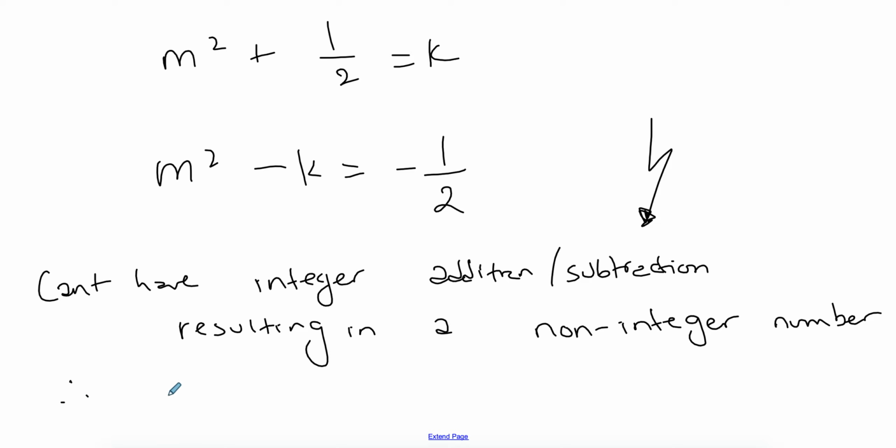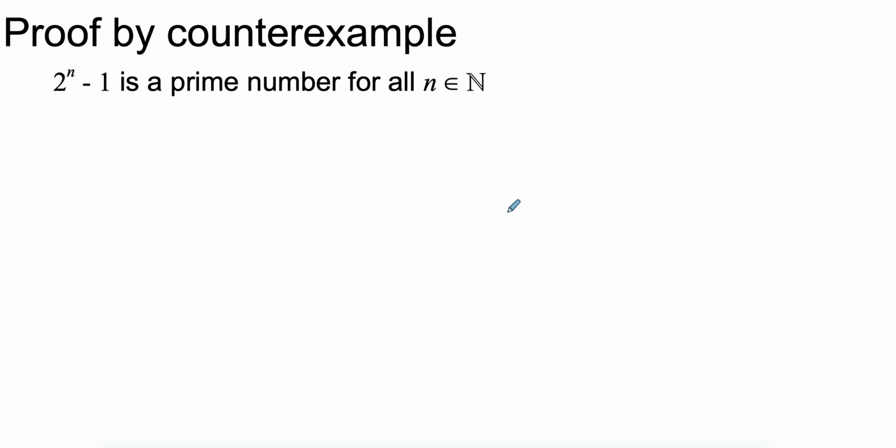Okay, so therefore n squared plus 2 is not equal to 4k. So this is where our contradiction comes in. So there's no way you'd have an integer squared minus another integer that would give you a non-integer number, keeping that in mind. The last type of contradiction is actually a counterexample, so that falls under the contradiction.